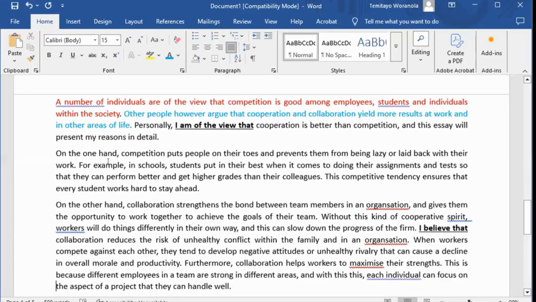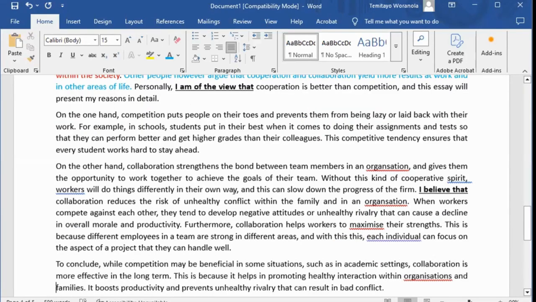Okay? For example, in schools, students put in their best when it comes to doing their assignments and tests so that they can perform better and get higher grades than their colleagues. This competitive tendency ensures that every student works hard to stay ahead. Now, that's paragraph 2, presents the issue of competition.